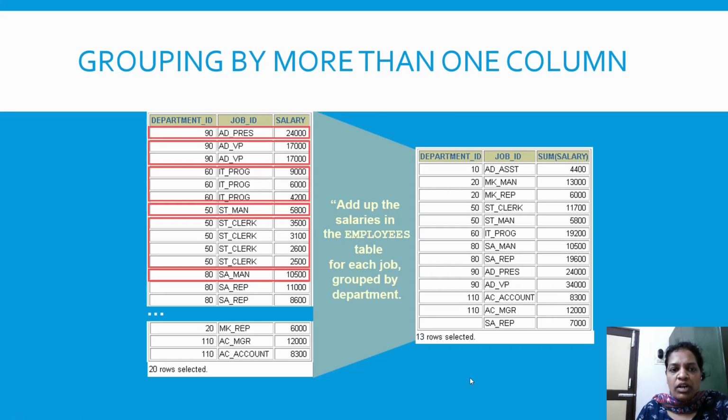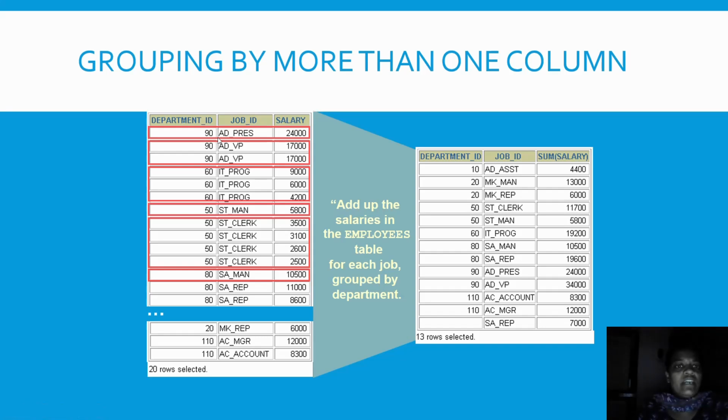Grouping by more than one column. See, add up the salary. Again we are adding the salary, job ID, department ID. For each department there is a unique ID. Here each and every employee has a unique ID, that is the job ID. So department ID is 90 and job ID is this one. There are various unique job IDs under department 90. So this is arranged like this, grouped by department.